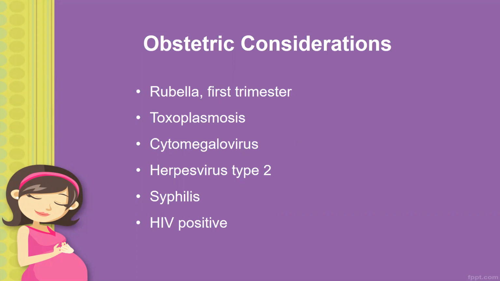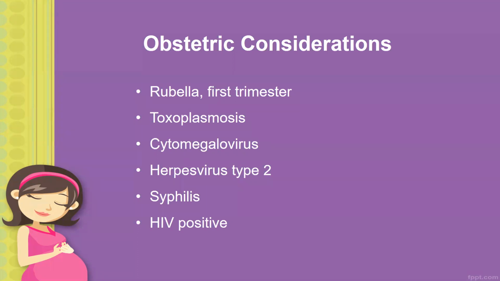The herpes virus type 2 causes severe discomfort for mom. There's a possibility for a cesarean birth, especially if she has an active outbreak. And also fetal infection is a risk. Neonates or fetuses who are infected, about 2% become infected with hepatitis, with jaundice, and they may demonstrate neurologic abnormalities.